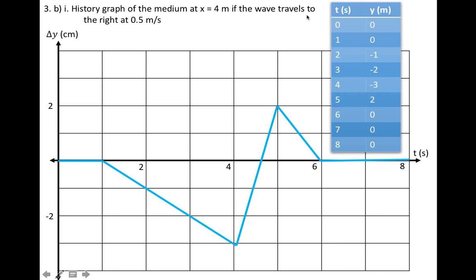So here we made a little table of time and the position of that point at x equals 4. And we make a new graph of that, of time and its displacement. And that gives us a history graph of the medium at x equals 4.